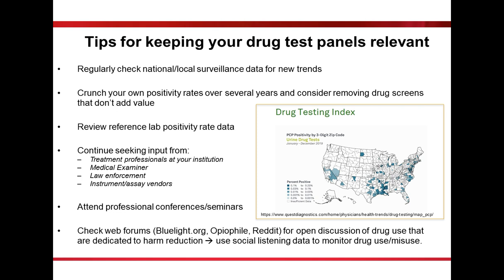All right, so what additional tips can I give you for keeping your drug testing panels relevant? Well, I would regularly check these national and local surveillance data tools that I just mentioned. You may also want to consider crunching your own positivity rates over several years and consider removing drug screens that don't add any value. You may want to review reference lab positivity rate data as well.